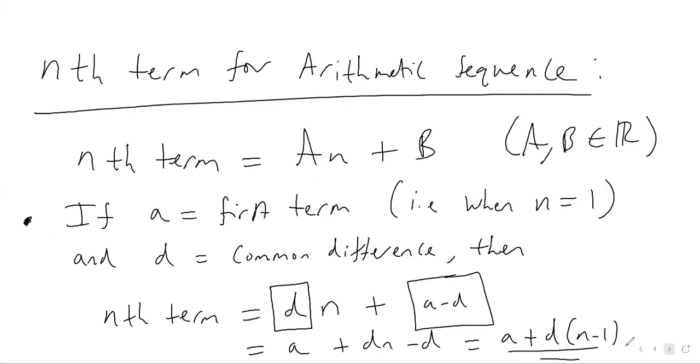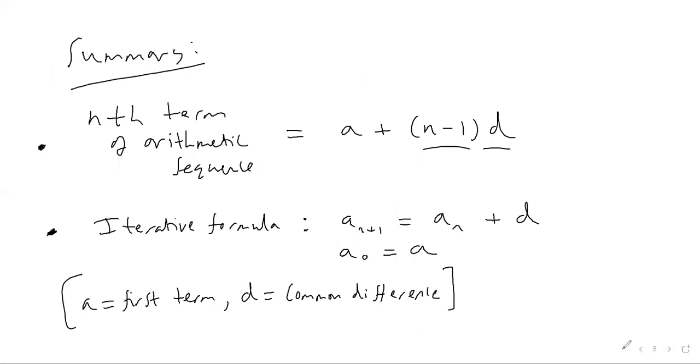I've just written it again over here, with the order of the n minus 1 and the d swapped, but it's exactly the same. So a plus (n minus 1) times d is the nth term of an arithmetic sequence. The iterative formula is a(n+1) = a(n) + d: the next number in the sequence is equal to the previous number plus the difference. The first term we always call the letter a, and d is what we call the common difference that we add each time to get the next number in the sequence. So that's just a brief summary of linear and arithmetic sequences and how we can get the nth term and the iterative formula for them.